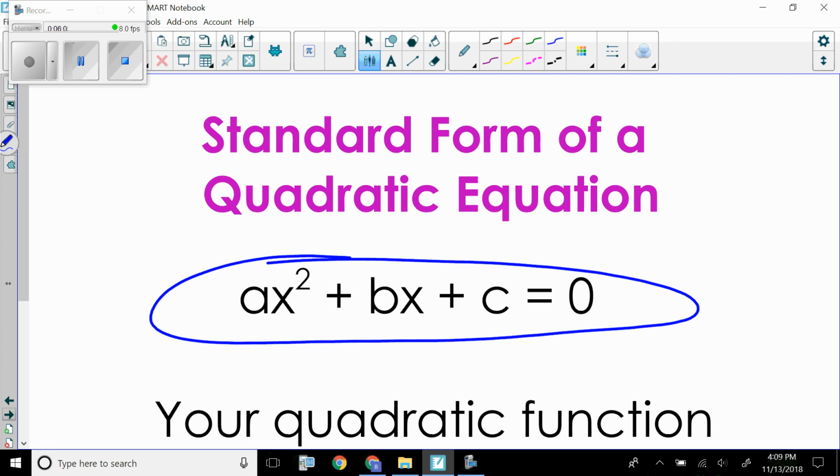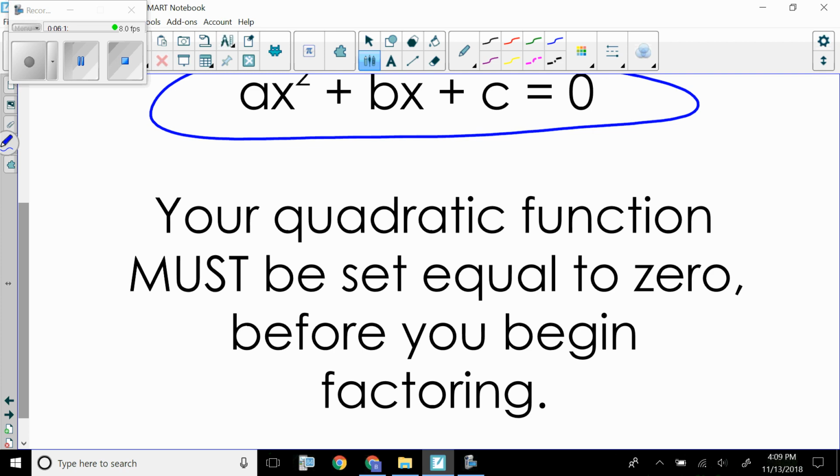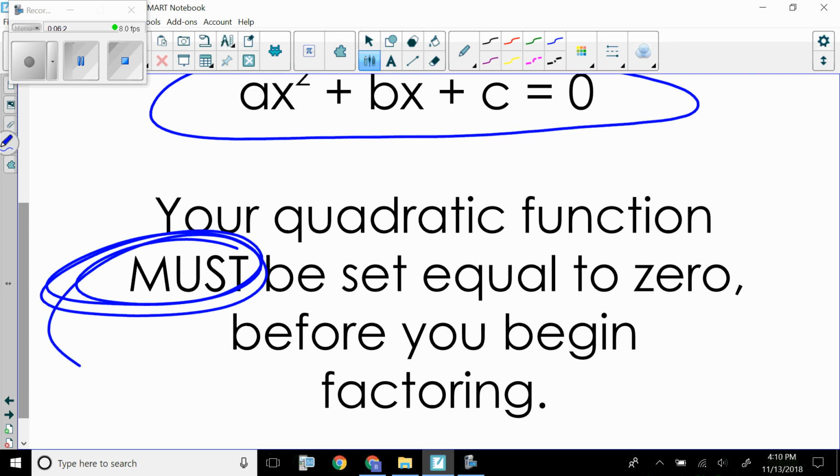The key is that I have it in order on the left and I have a 0 over there on the right. It says your quadratic function must be set equal to 0 before you begin to factor. It must be set equal to 0. All right, let's see some examples now.